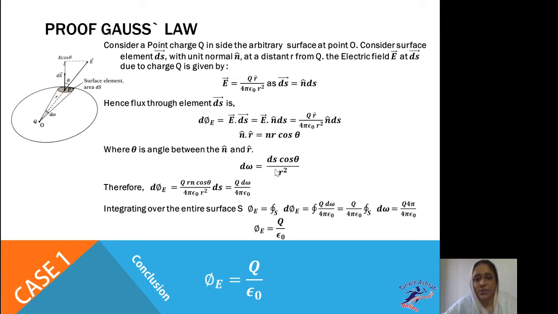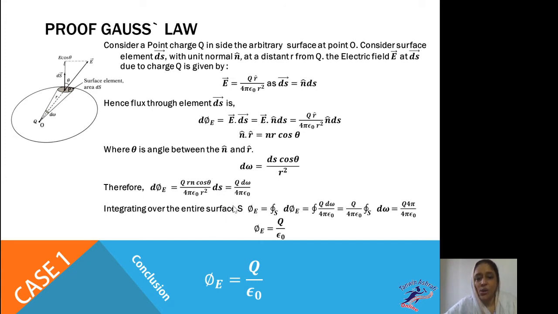Now, if we substitute this value into the equation of dΦ, we get q/(4π ε₀ r²) times r̂ · n̂ cos θ ds, which equals q/(4π ε₀) times r̂ · n̂, and since these are unit vectors with magnitude 1, it becomes cos θ ds divided by r squared, which is nothing but dΩ.